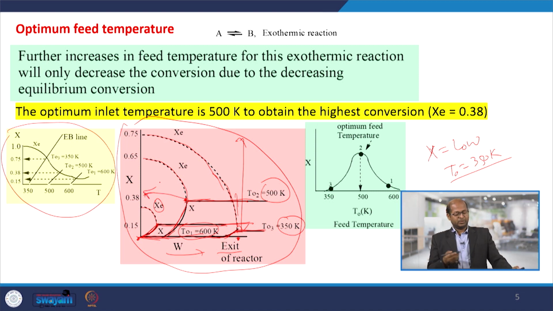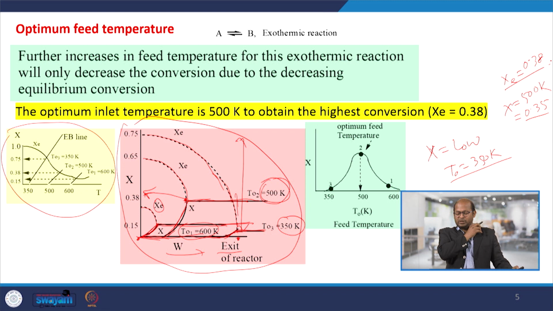So the equilibrium conversion is 38% at this particular feed temperature. For this case, at 500 kelvin, the conversion may be 35% and the equilibrium conversion is 38%. This is close to equilibrium conversion. And at 350 kelvin, the equilibrium conversion is very high, 75%. So this is close to the equilibrium value.